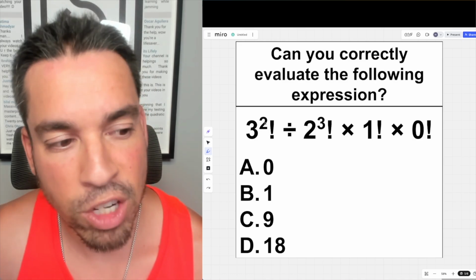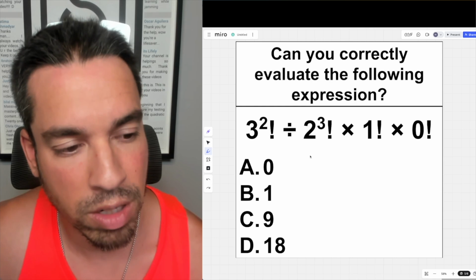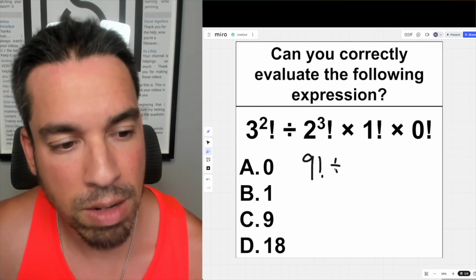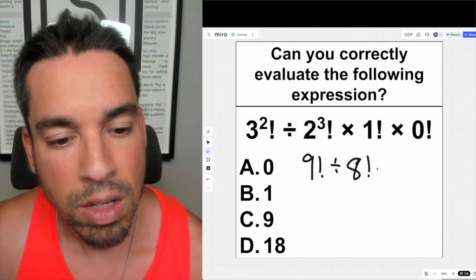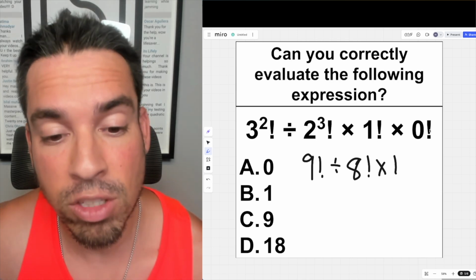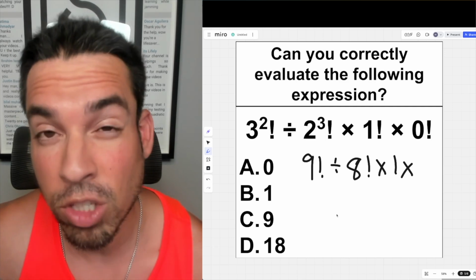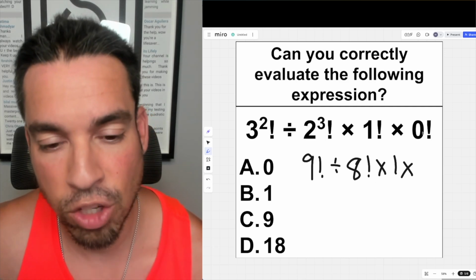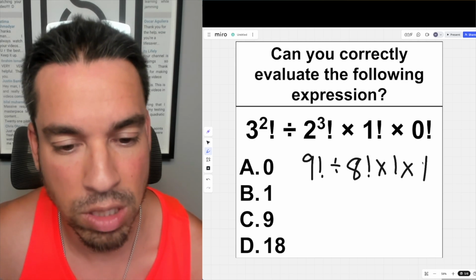So order of operations dictates that we have to carry out these exponents first. So 3 squared is actually 9, divided by 2 cubed, 2 times 2 times 2, that's 8 factorial, times 1 factorial, which is just 1, right? And here's the interesting bit. Some of you might think that 0 factorial is going to be 0, but there's a special rule with 0 and factorial. 0 factorial is actually 1, so that's kind of interesting, right?